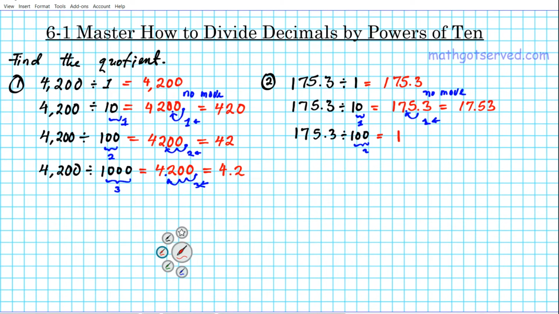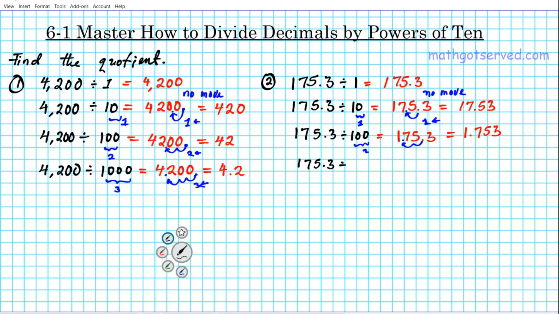So let's start with our original question, our original dividend, 175.3. Since it has 2 zeros, the decimal point will move to the left 2 places, 1, 2, right there. Bam. Final answer is going to be 1.753. Let's try one more, and then we'll look at powers of 10, okay?